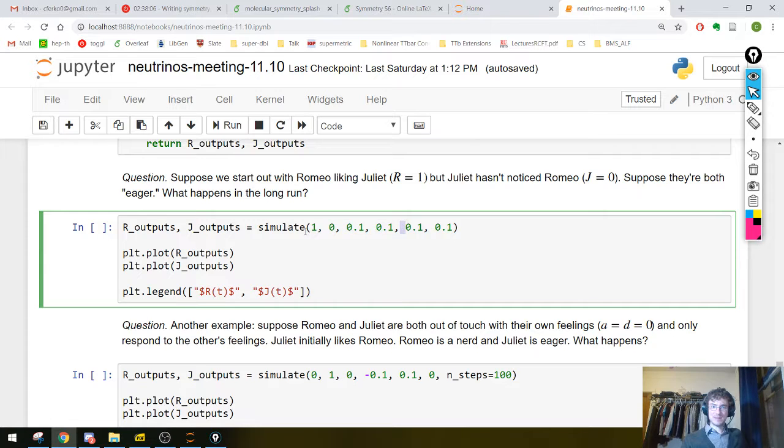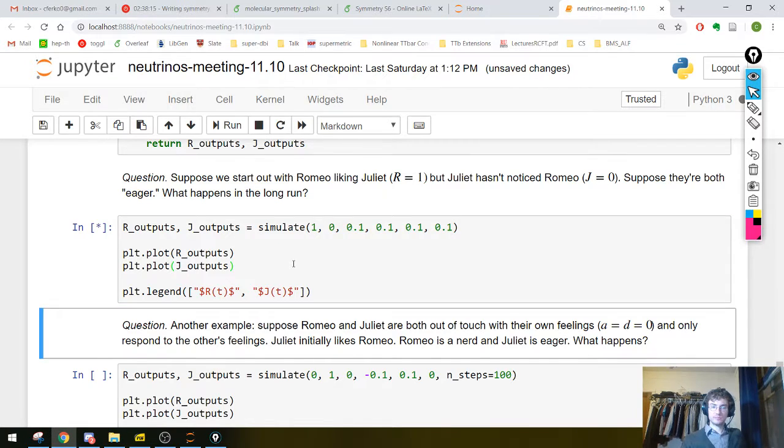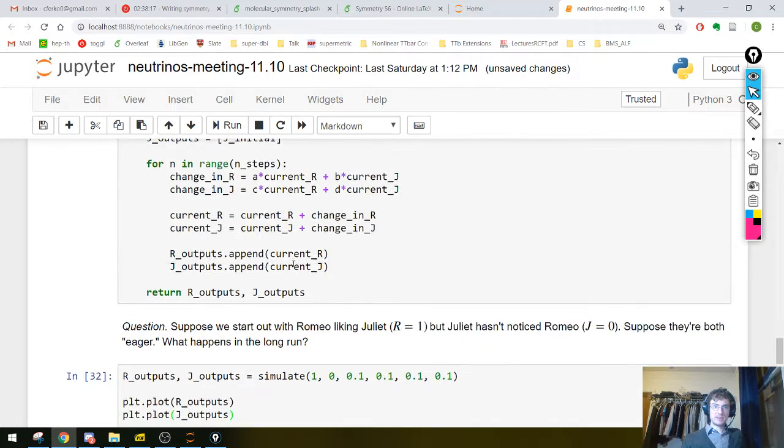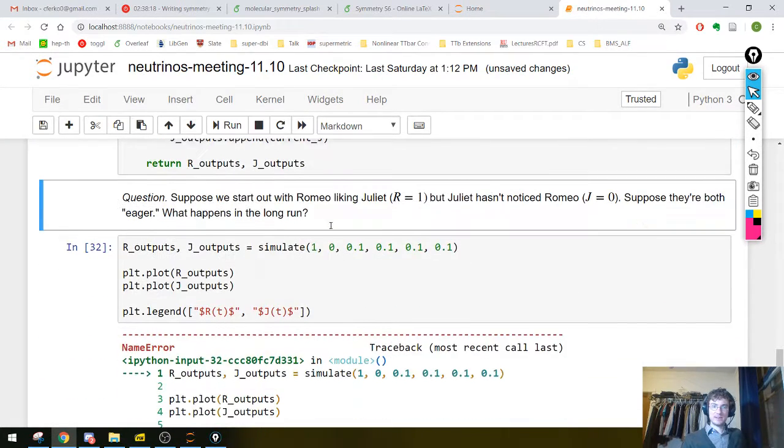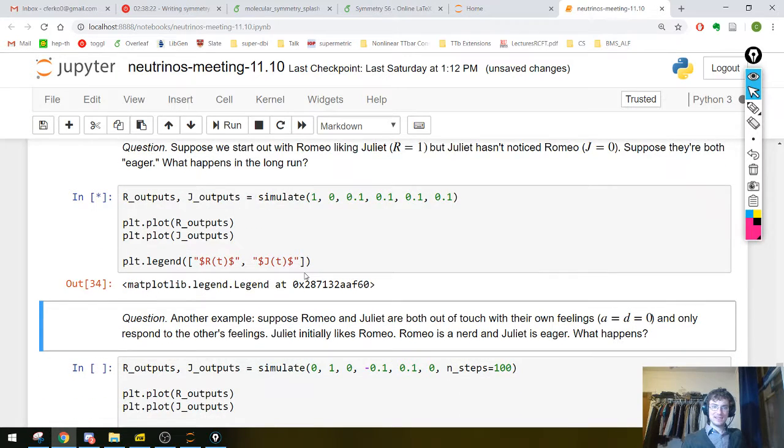Let's see if that actually happens. So I'll run the simulation, start with Romeo at 1, Juliet at 0, and all these guys are positive. I'll put them at 0.1. And then I use plot again. So I'll go. Oh, simulate is not defined because I forgot to run this code. I explained it and didn't run it. There we go. Now let's do this.